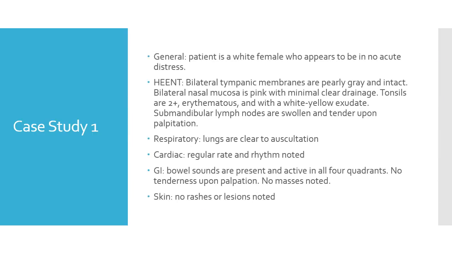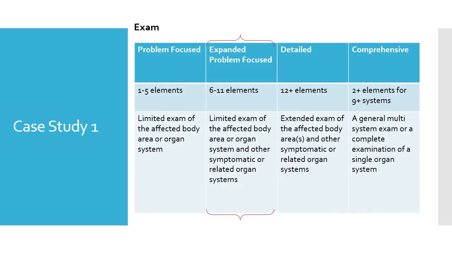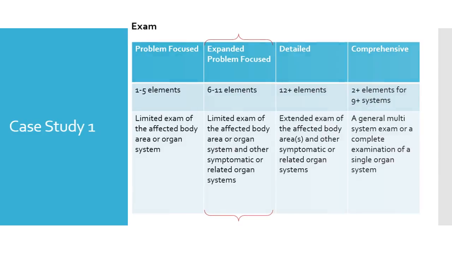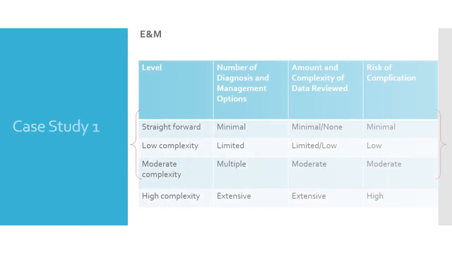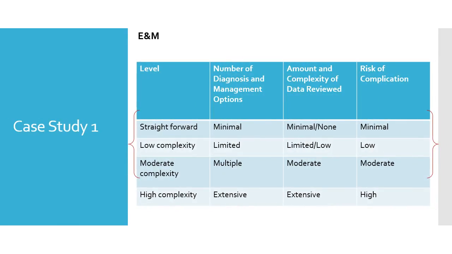Here's our physical exam again. We looked at the general: ears, nose, throat, lymph nodes, lungs, heart, bowel sounds, abdominal tenderness, and skin. Exam, we assessed 10 different elements for several different systems. This places us in the expanded problem focus section. Determine the medical decision-making process. The number of options was limited, the complexity of the data was low, and the risk of complication is low. So this puts this encounter into the low complexity category.